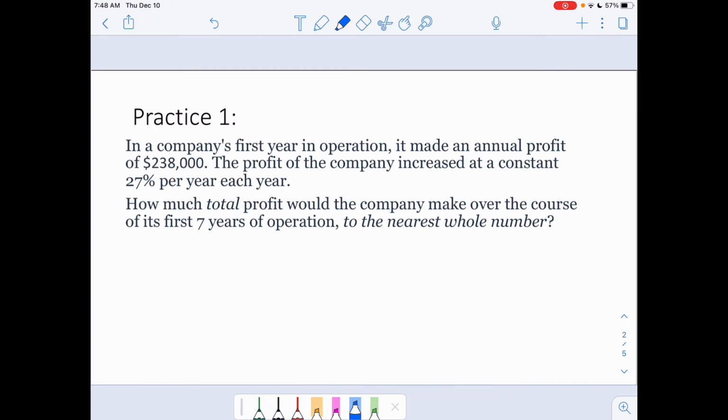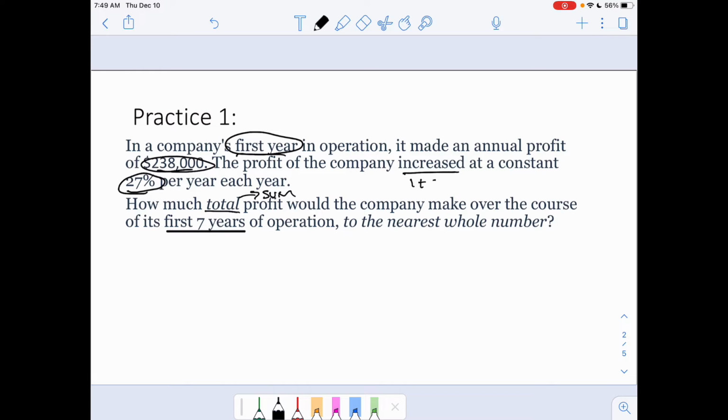In a company's first year in operation, it made an annual profit of $238,000. The profit of the company increased, meaning 1 plus whatever that rate's going to be, at a constant 27% per year. How much total profit, so I'm using my sum formula, would the company make over the course of its first 7 years?